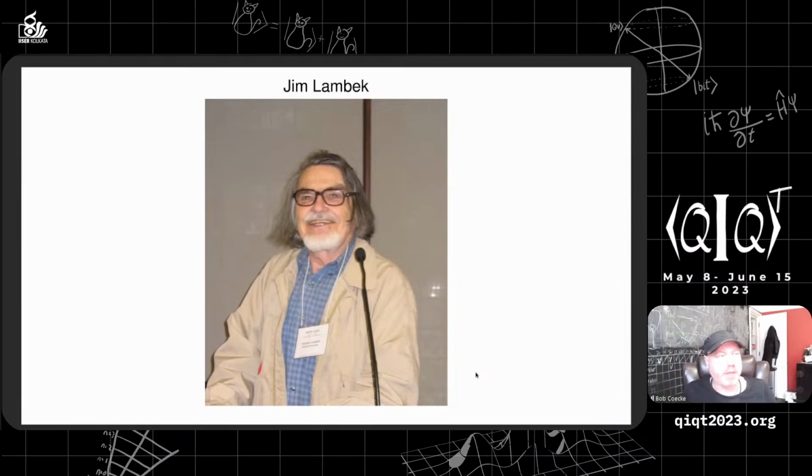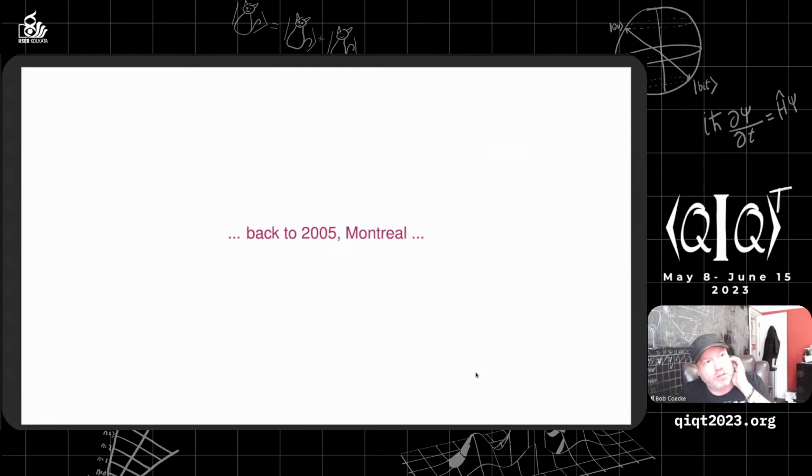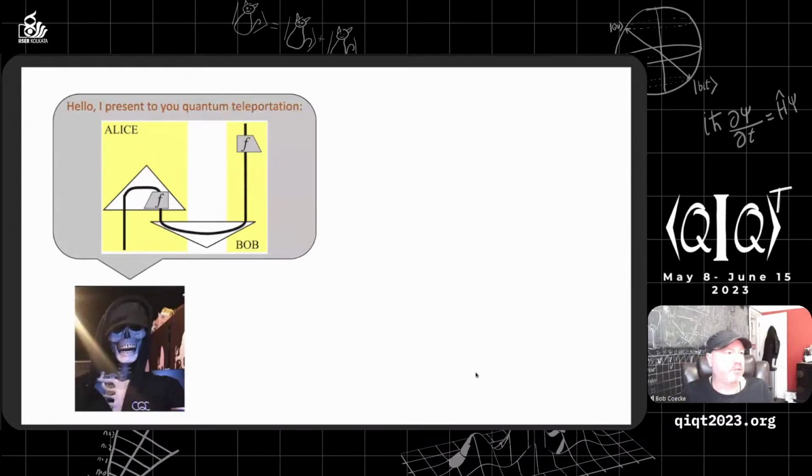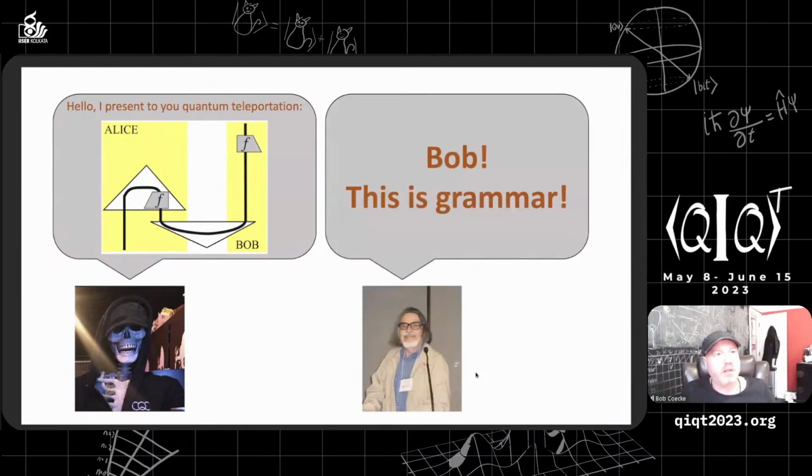I'll get back to that. Now, unfortunately, Jim died a few years ago, but he was a professor at McGill, Montreal, Canada. And so in 2005, the time I wrote Kindergarten Quantum Mechanics, the first time I wrote this paper with these diagrams, I was in Montreal giving a talk about quantum teleportation in diagrams. Like I said, I showed these people this picture of quantum teleportation and I explained it. And then Jim was in the audience and Jim said, Bob, this is grammar.